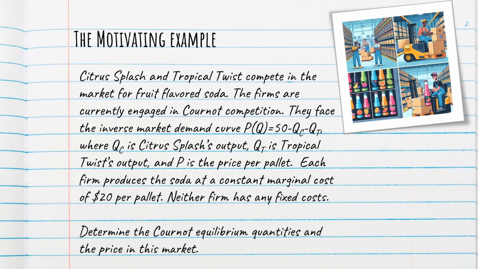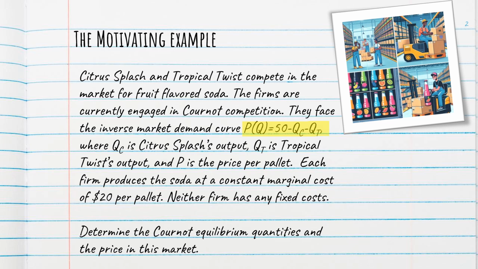They face the inverse market demand curve, P = 50 minus QC minus QT, where QC is Citrus Splash's output and QT is Tropical Twist's output. Price is price per pallet of fruit-flavored soda. So I want you to notice here, subscripts matter. They're indicating which output belongs to which firm in our oligopoly market.